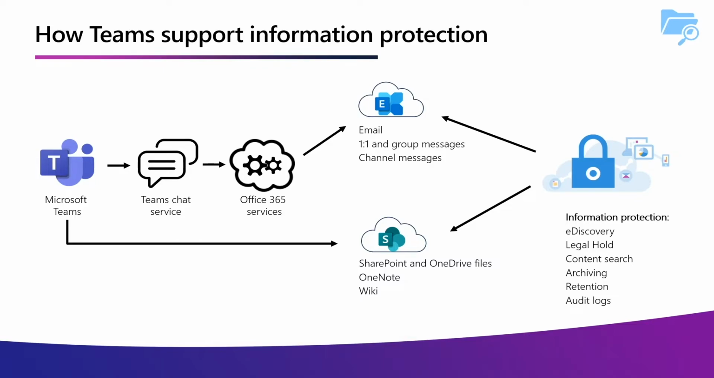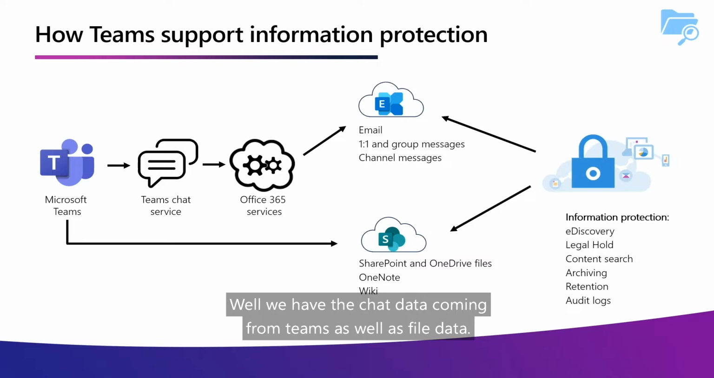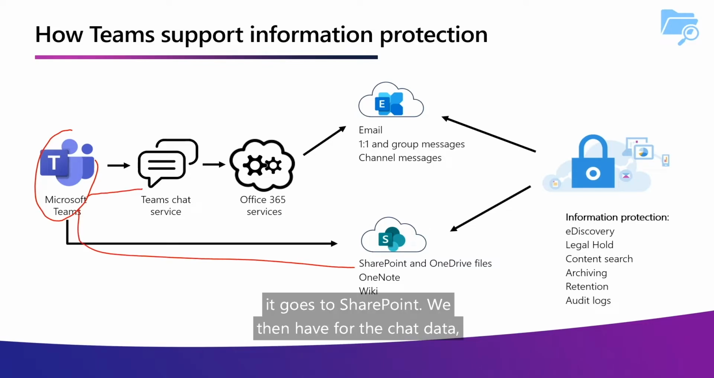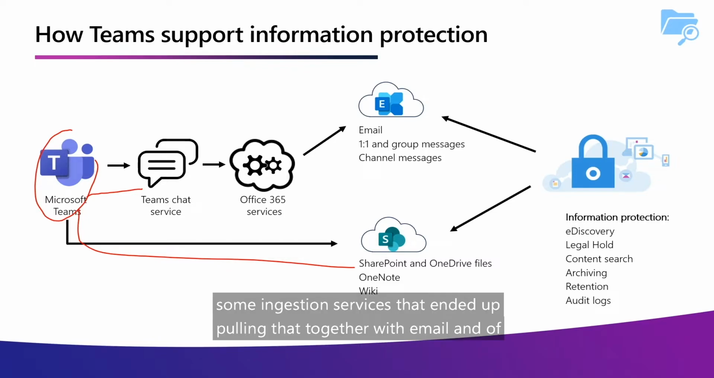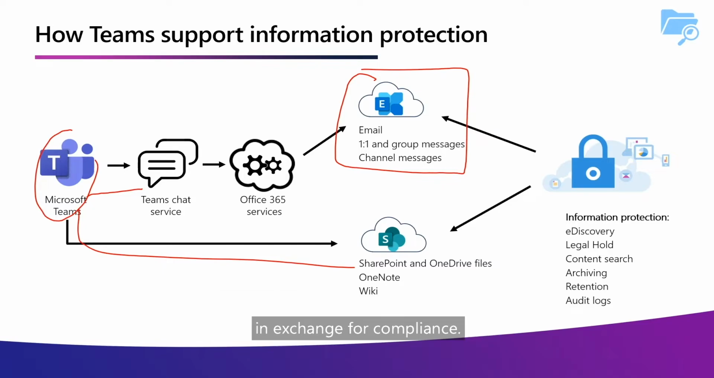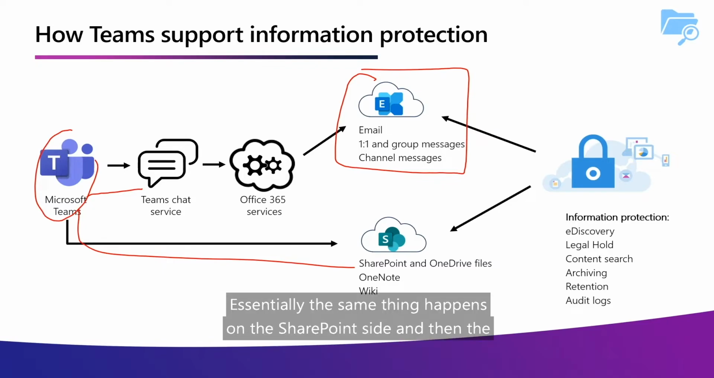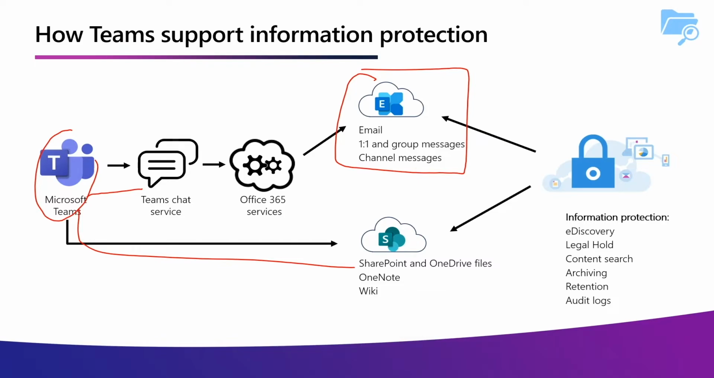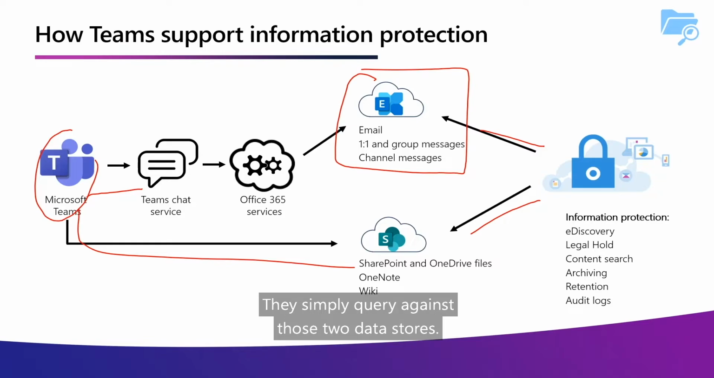So how does that all work? Well, we have the chat data coming from Teams, as well as file data, of course. Chat data goes into our chat service. File data goes to SharePoint. We then have, for the chat data, some ingestion services that end up pulling that together with email and, of course, our chat and channel messages into Exchange, into a special storage layer in Exchange for compliance. Essentially, the same thing happens on the SharePoint side. And then the information protection applications for discovery and content search and all that, they simply query against those two data stores.